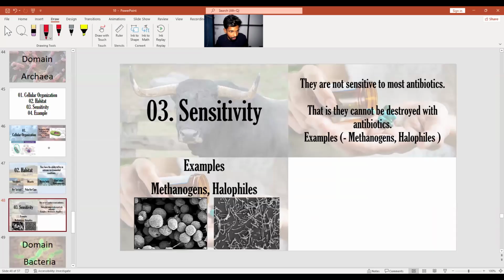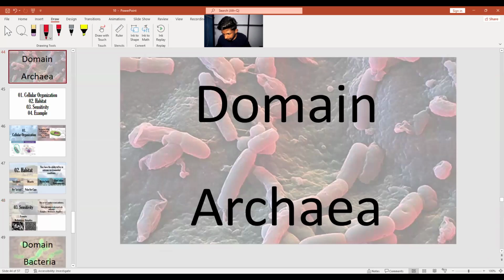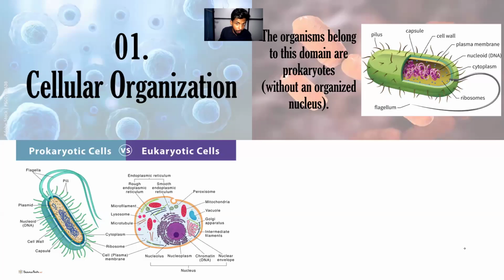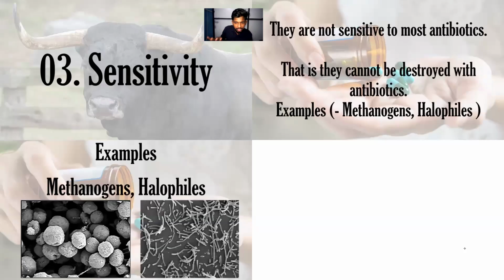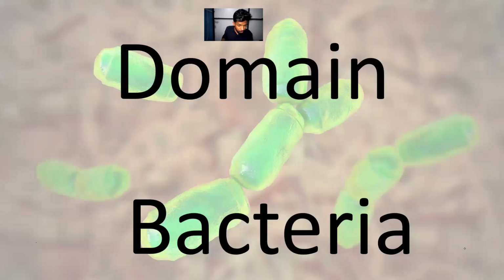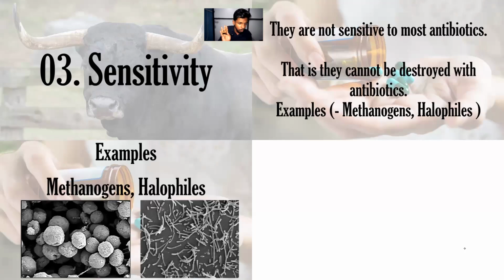Now come to the slide here. Domain archaea. Prokaryotic cellular organization. You know the meaning of prokaryotic cellular organization. That means they don't have the proper nucleus. Habitat, extreme conditions. Sensitivity, not sensitive. Examples, methanogens and halophiles.